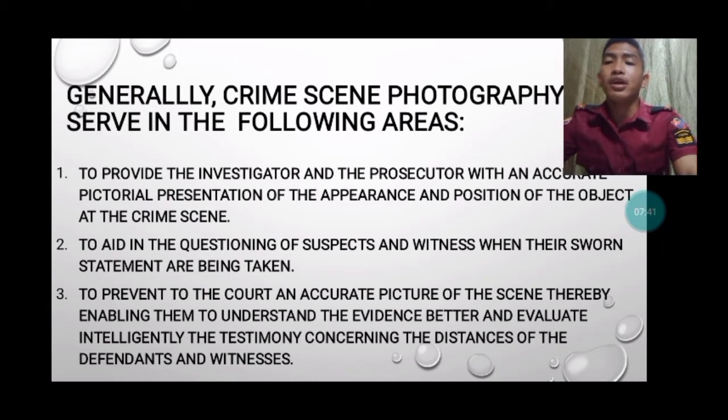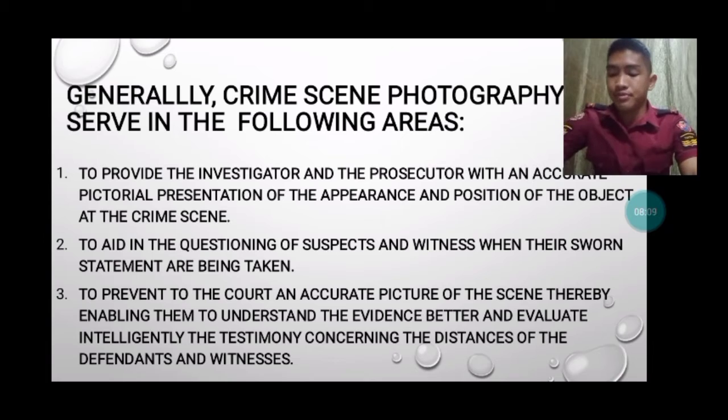Second, to aid in the questioning of suspects and witnesses when their sworn statements are being taken. Third, to present to the court an accurate picture of the crime scene, thereby enabling them to understand the evidence better and evaluate intelligently the testimony concerning the distance of the defendant and witnesses.